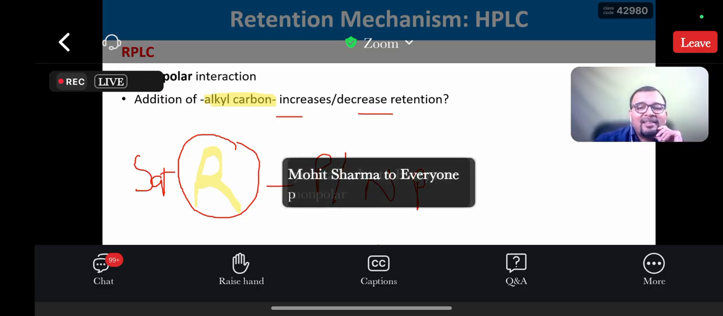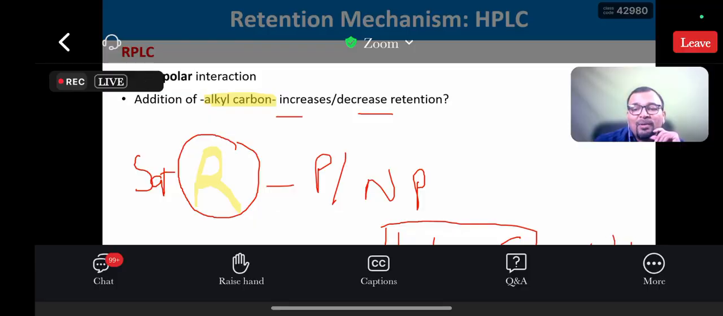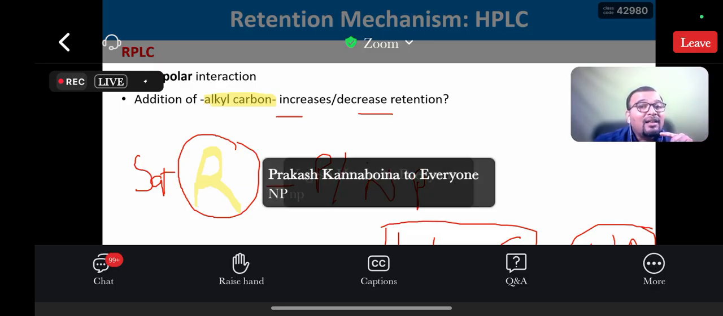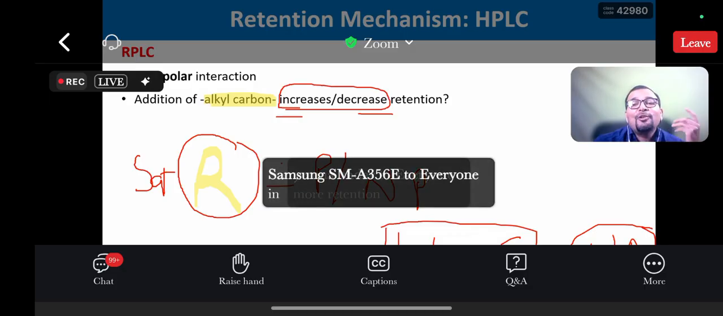Hydrocarbons don't get polarized, right? The hydrogen-carbon bond doesn't get polarized. So it is a non-polar compound. Type NP for non-polar in the comment box. And if the hydrocarbon chain increases, it means the non-polarity of the compound will increase. And if the non-polarity of the compound increases, what is going to happen as far as retention is concerned? Will it increase or decrease? It is going to increase.